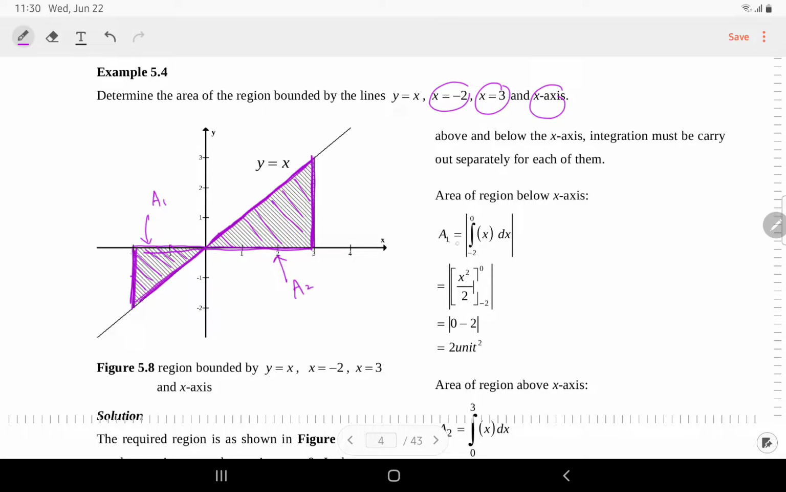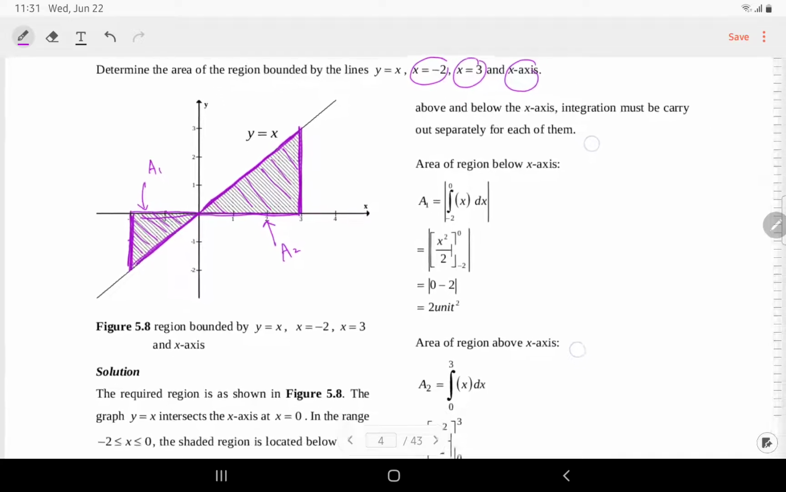Okay, so to find A1, we are going to use the formula yang ada absolute value kat sini, sebab the shaded region is located below the x-axis. Okay, so integrate from -2 until 0, -2 sebab dekat sini -2, 0 kat sini. And then function dia kita masukkan function x, dx. Okay, integrate macam biasa, so dapat jawapan yang ni.